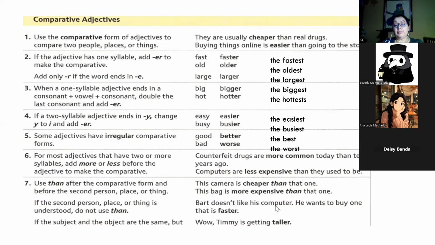Y si lo usamos al final, pues no le ponemos than. Bart doesn't like his computer. He wants to buy one that is faster. Faster than the previous one. ¿Ok? La usamos al final, no ocupa than. Está como obvio que se está hablando de eso. Y estos son superlativos. Los superlativos es después de dos o más. ¿Ok?